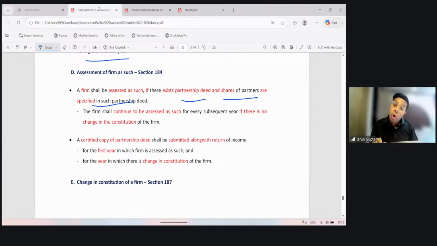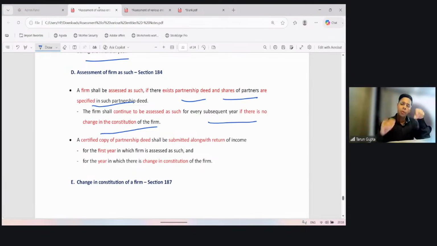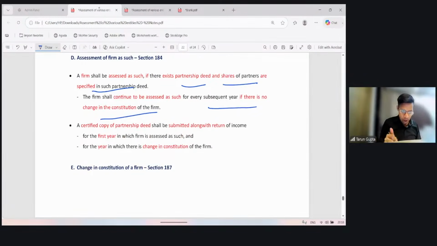And the firm shall continue to be assessed as such for every subsequent year if there is no change in constitution of the firm. So if these three partners have agreed to a specified percentage of profit, and there's a partnership deed which states this percentage of profit, then any income of the firm shall be taxable in the hand of the firm as a partnership firm. Okay. And it shall continue to be taxed as a firm for all subsequent years unless there is a change in constitution. With changing constitution, we will discuss in a minute. This is section 187.